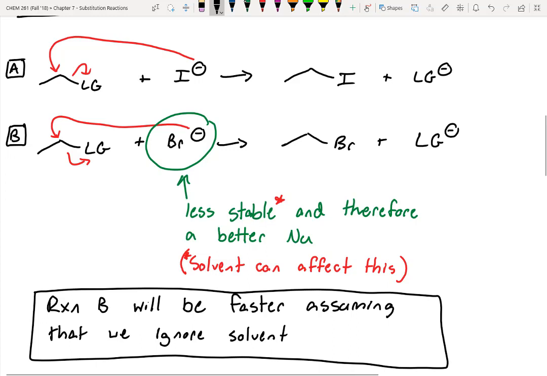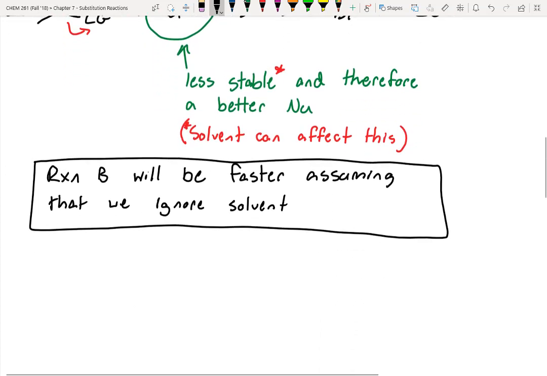If you go back to that acid-base chapter, we talked all about stability of anions. This is coming back again, right? So we can use those same trends that we used in acid-base chemistry to compare the relative stability of these anions as nucleophiles. It's kind of handy. All right. Now let's compare a different one.